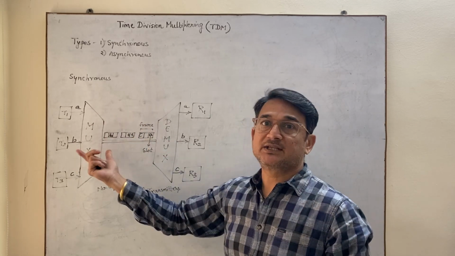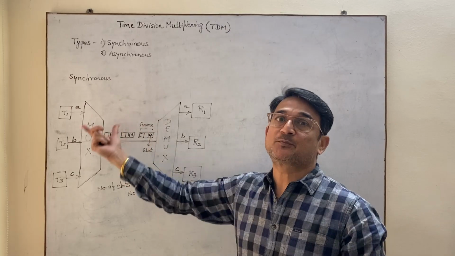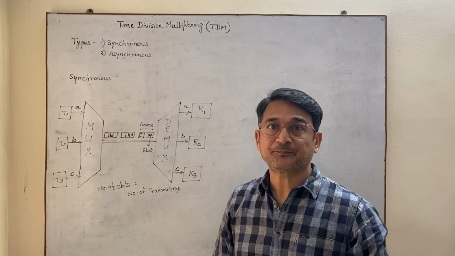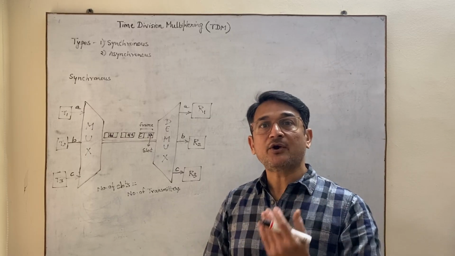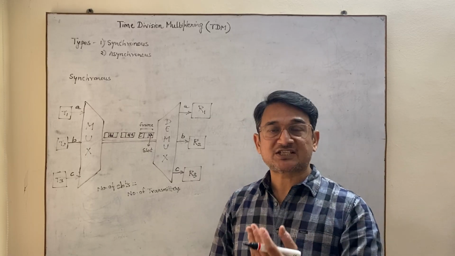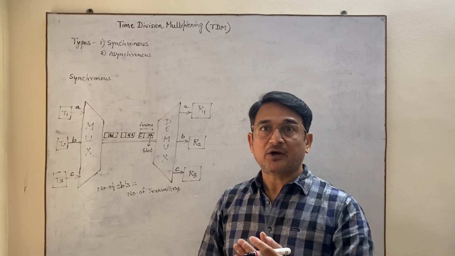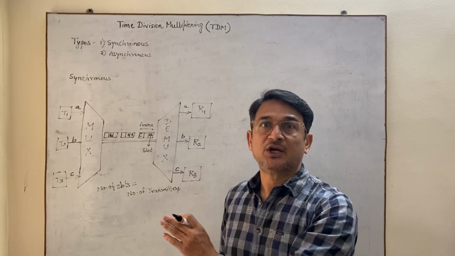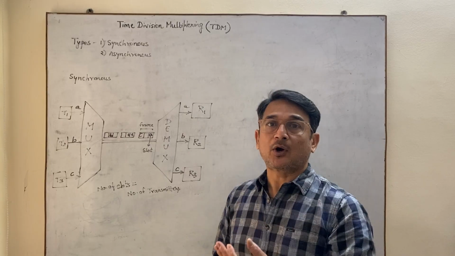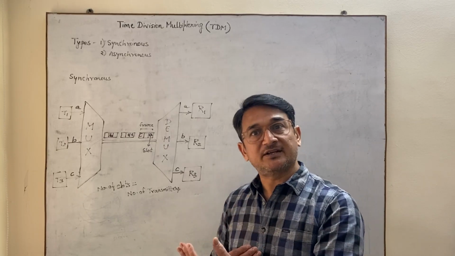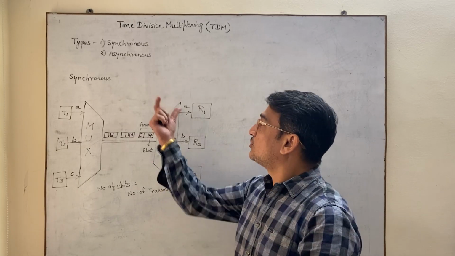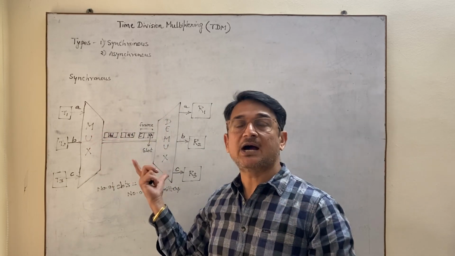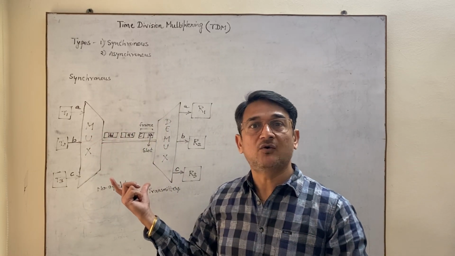Now, what is the problem in this process? As you can see, there are various empty slots. So that means we are not utilizing the bandwidth of transmission fully, or maximum utilization of bandwidth is not there in this particular process. So to overcome that problem, we have moved to asynchronous transmission. So asynchronous TDM is somewhat different from this. Let us see how asynchronous TDM works.